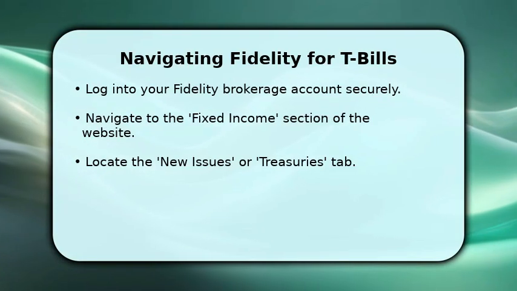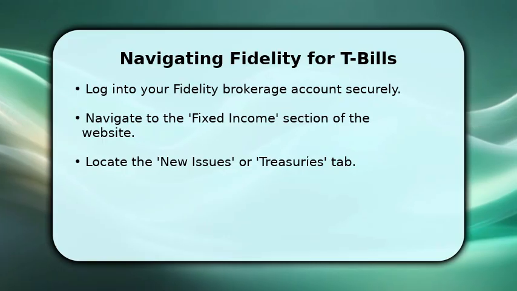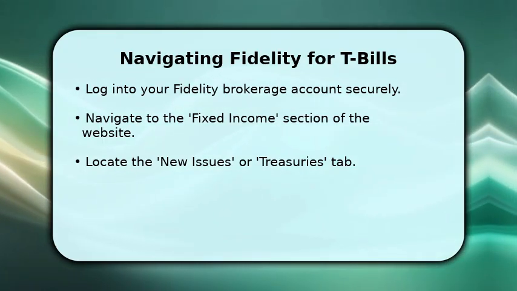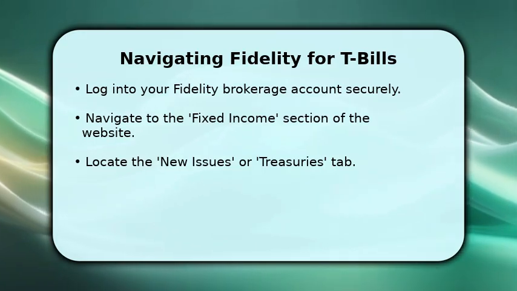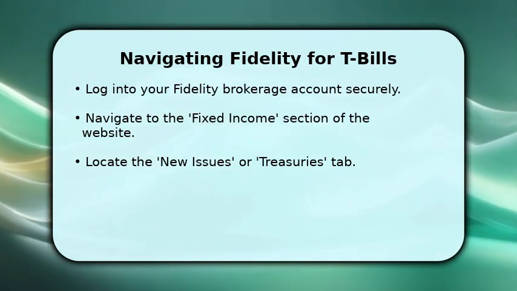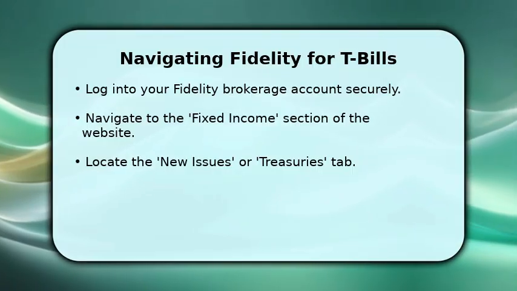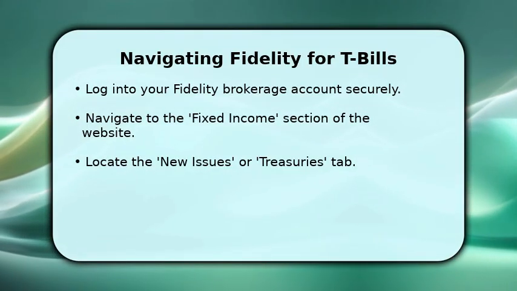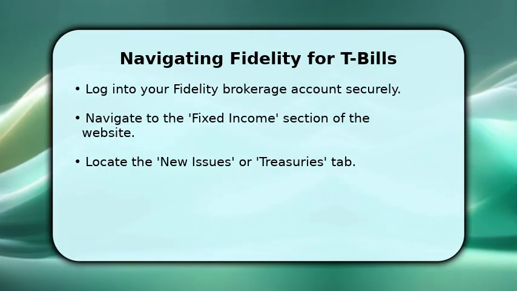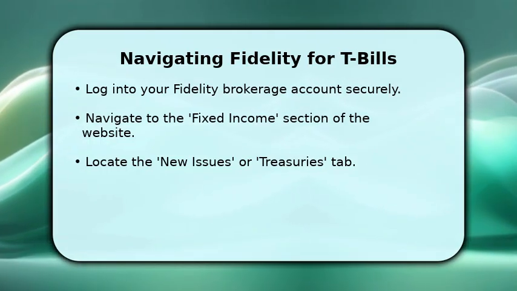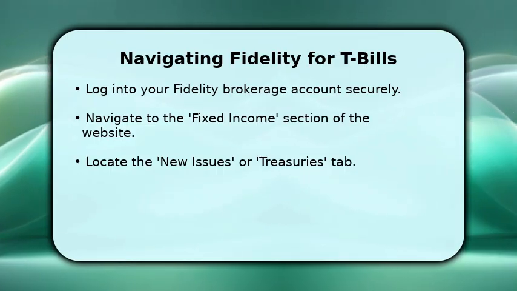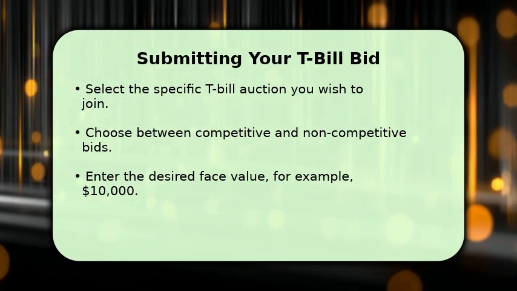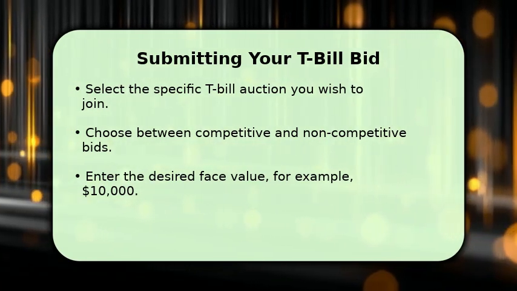To begin, securely log into your Fidelity brokerage account. Once logged in, navigate to the Fixed Income section, typically found under the Trade and Orders menu. From there, look for the New Issues or Treasuries tab to view available auctions. You can then filter the listings to find Treasury bills that match your preferred maturity dates, such as 4-week or 8-week options.